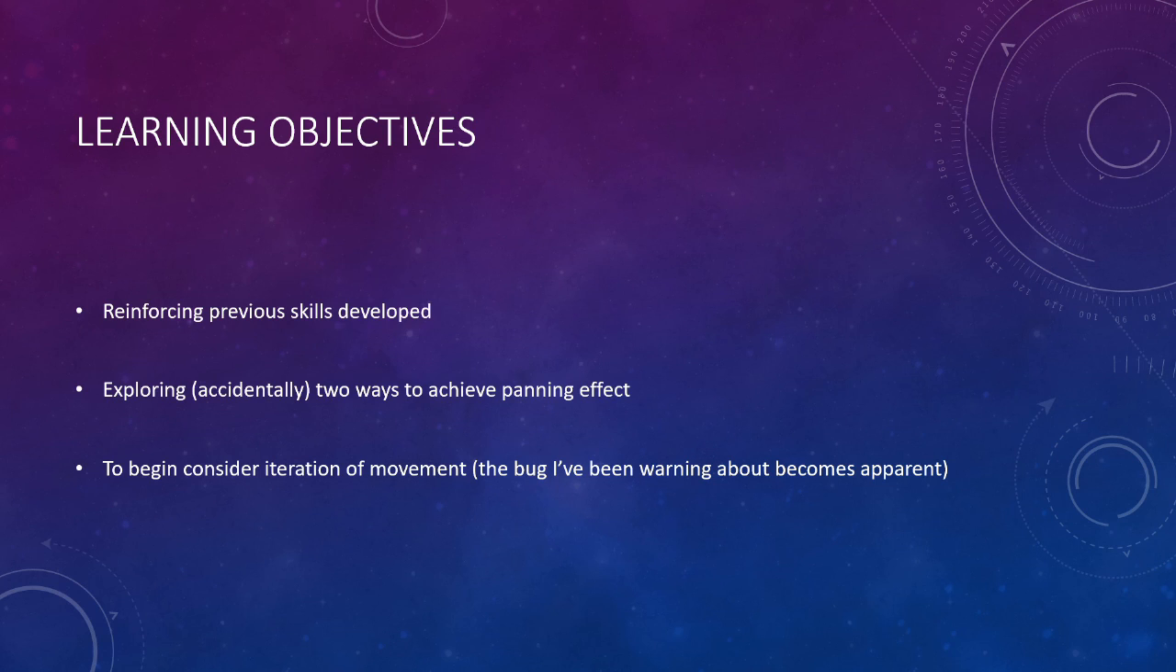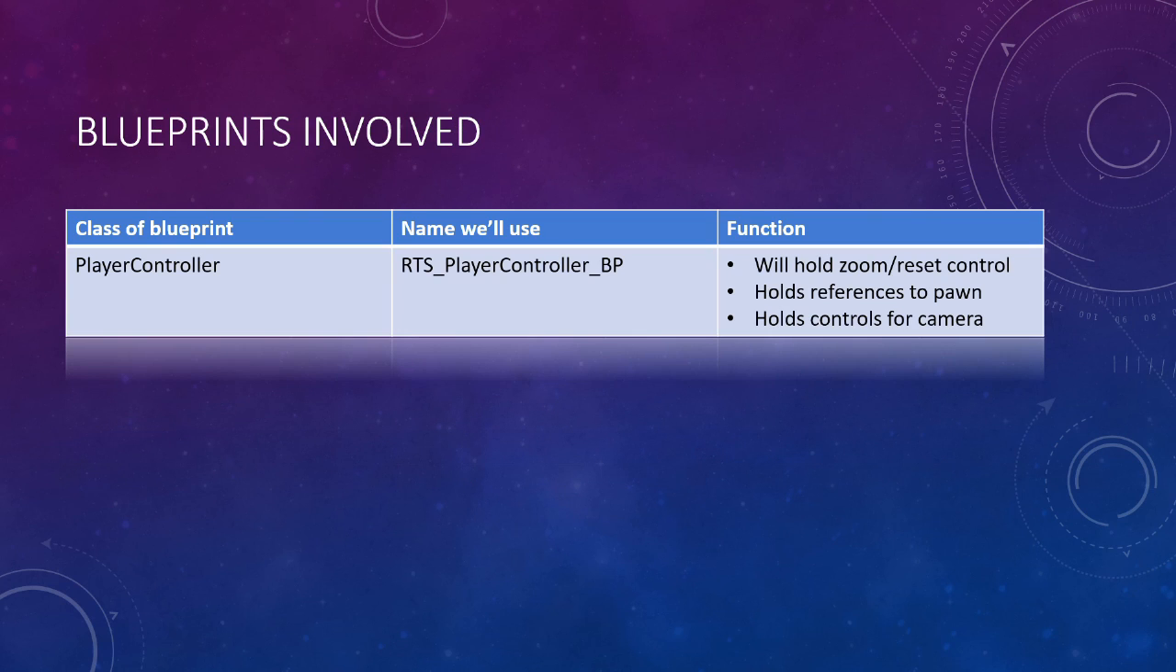And then we want to begin to consider our iteration of movement, because the bug I've been warning us about since the start of this will become apparent at the end of this lesson. As usual, the blueprint involved is our player controller. It already holds our zoom and reset, our controls for the camera so far, and our references to the pawn, and now we need to add our rotation or panning controls in.